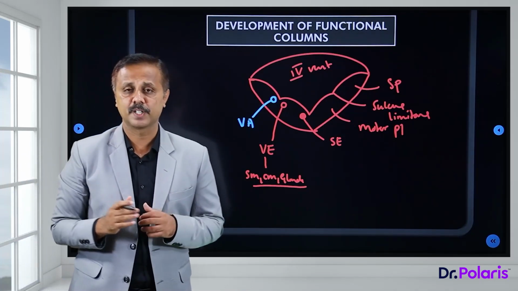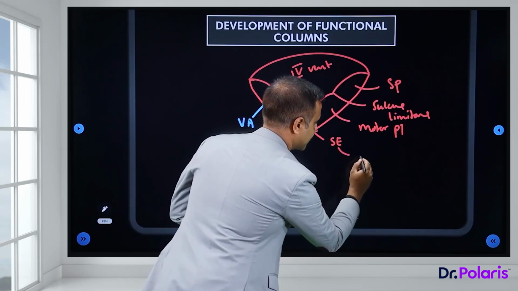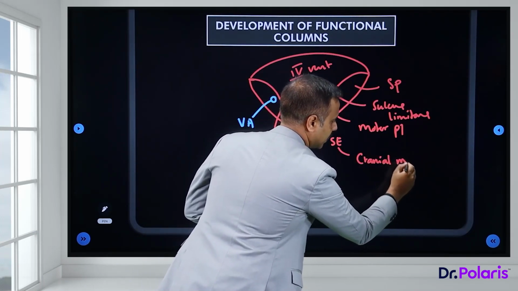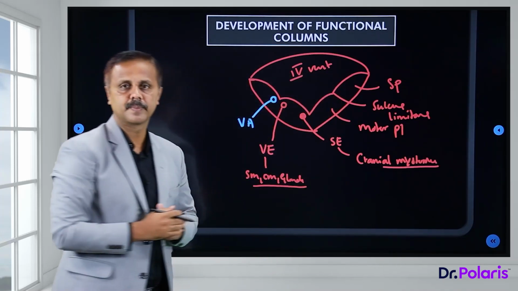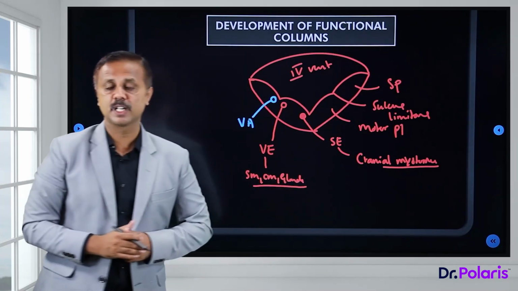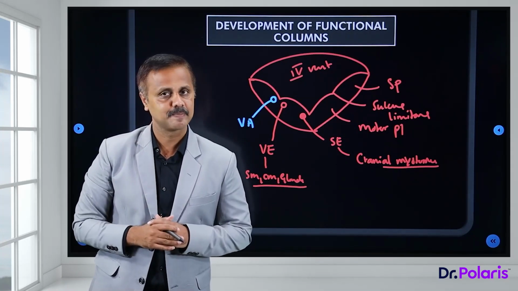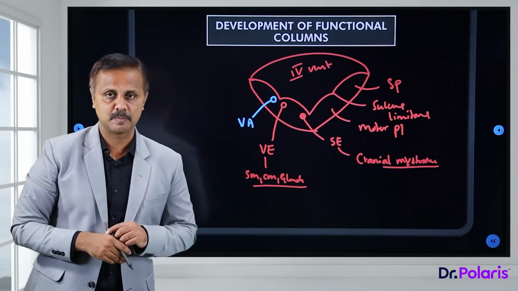Now what does the somatic efferent column do? Remember, the somatic efferent column will supply muscle derived from the cranial myotomes, or cranial somites. In the head and neck region, the muscles derived from cranial myotomes include the extraocular muscles mainly. Fine. This is regarding the somatic efferent column.